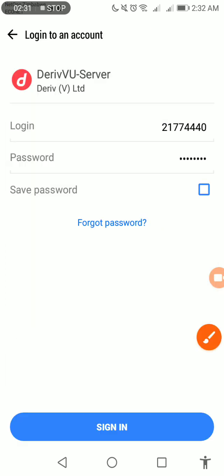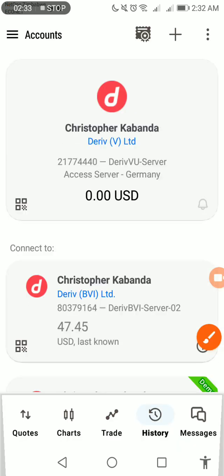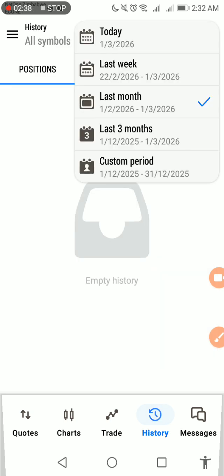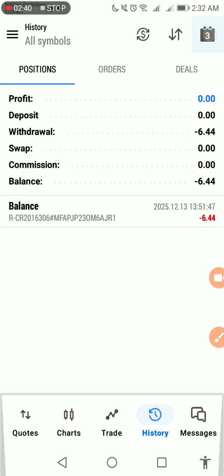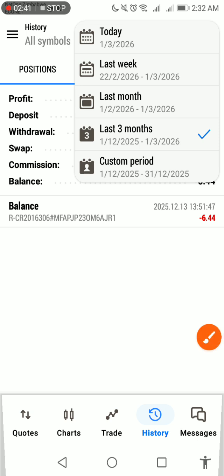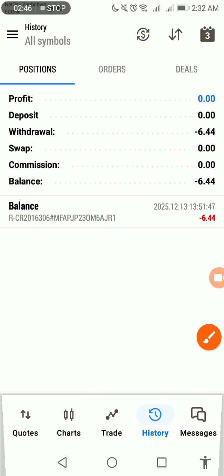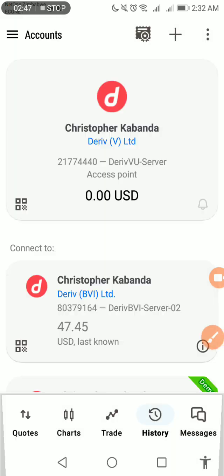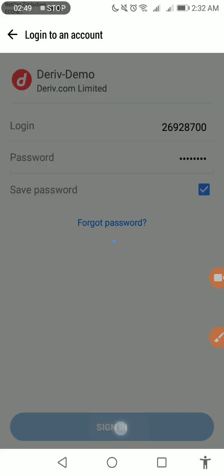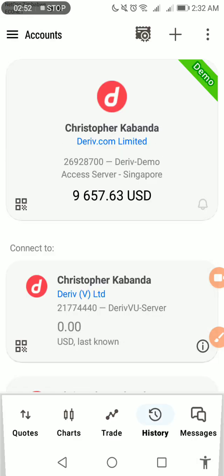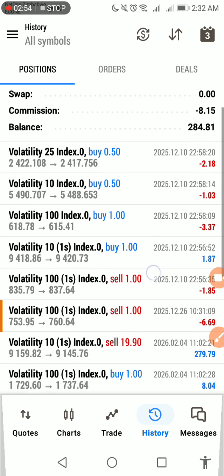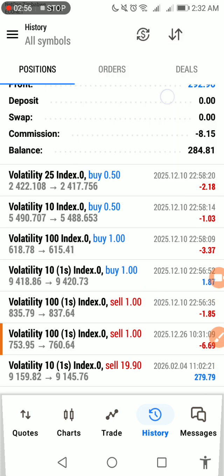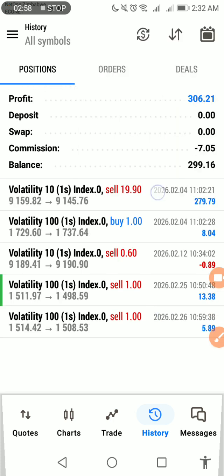Then for the VU-Server account, there was no trade. Okay, past month and even past 3 months, you can see there was nothing. Then the other 2 trades I was mentioning in the demo account, actually, let me go for past month. Actually it's 3 trades.